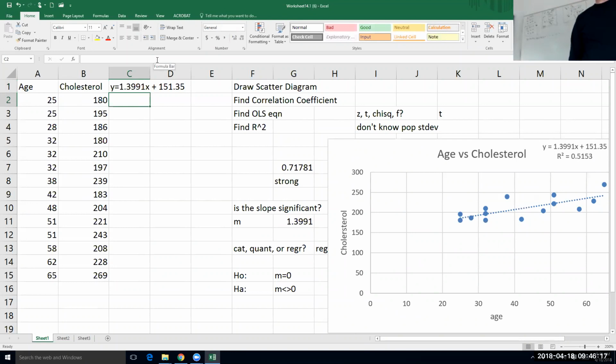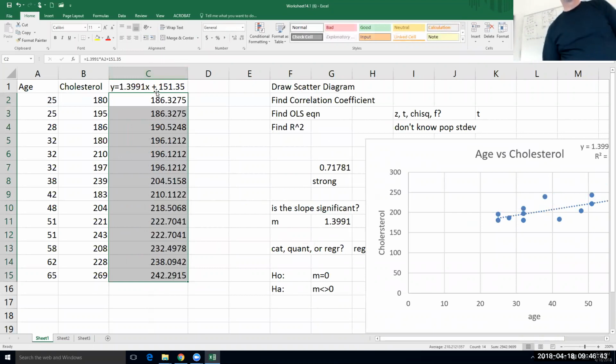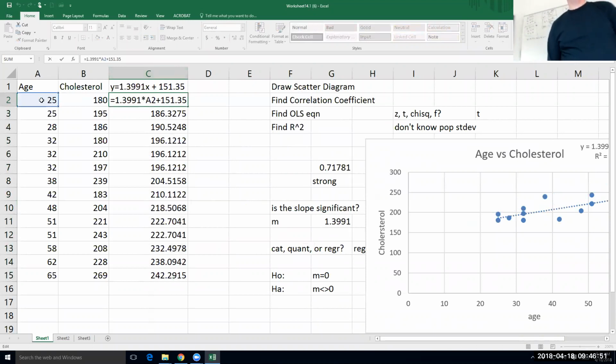And do you remember how to do that, Ethan? Okay, equals 1.3991 times 25, plus 151.35. Okay? Now we're going to double click. How did I get the first one? I just used this equation, 1.3991 times whatever my x value is, in this case 25, plus 151.35.